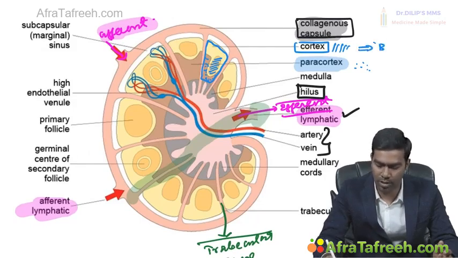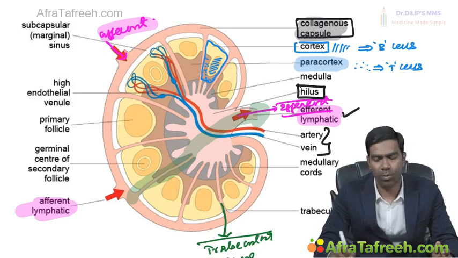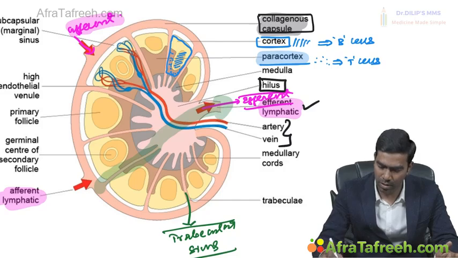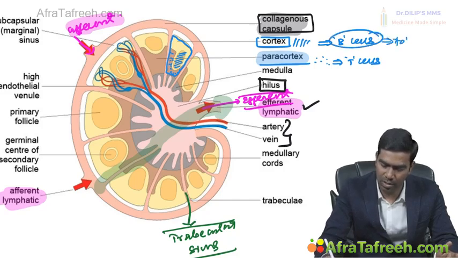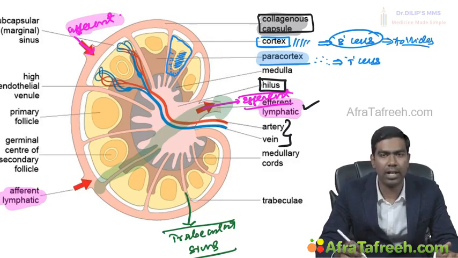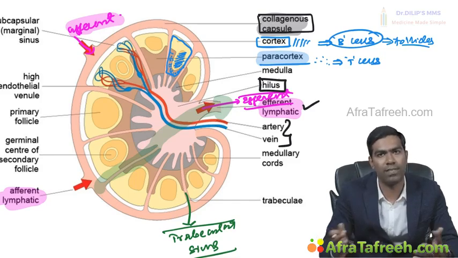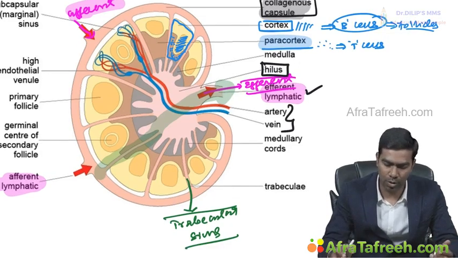So remember, the cortex is going to contain the B cells, and the paracortex is going to contain the T cells. Very important. This is the perifollicular area. Cortex also contains the B cell area. B cell areas are the ones of the follicles. So clearly, this is the follicle that contains the B cells, and this perifollicular area or pericortical area is where you get the T cell zone.